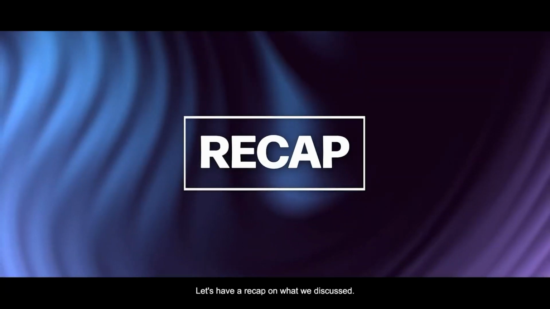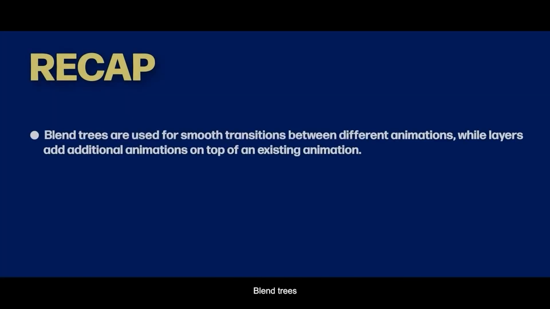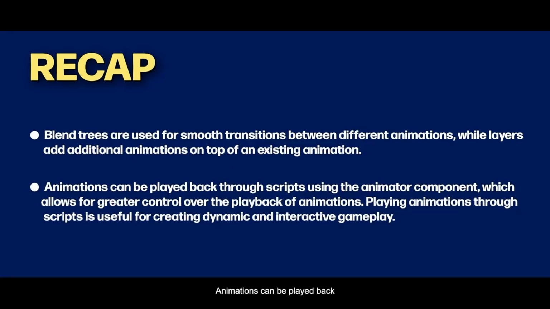Let's have a recap on what we discussed. Blend trees are used for smooth transitions between different animations, while layers add additional animations on top of an existing animation. Animations can be played back through scripts using the animator component, which allows for greater control over the playback of animations. Playing animations through scripts is useful for creating dynamic and interactive gameplay.